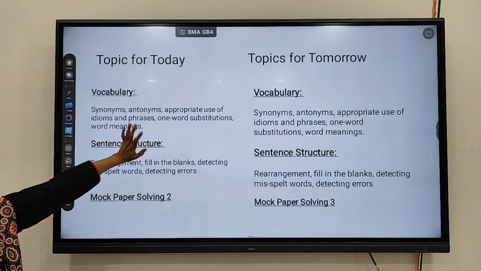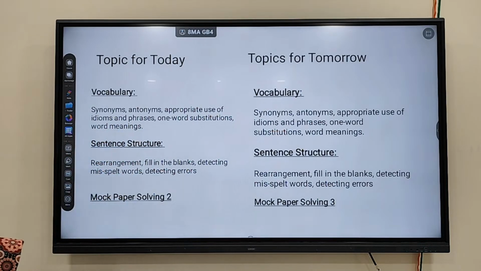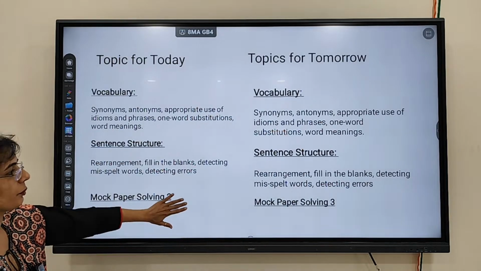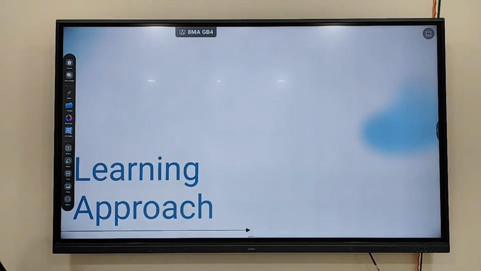We are going to look at appropriate use of idioms and phrases. Idioms we've already studied, right? We know the idioms, we know their meanings, we have got the list of idioms that we've read. If not read, we'll keep it in front of us while we are doing our exercise today. Okay, one word substitutions and word meanings. This is something that we are going to be doing.